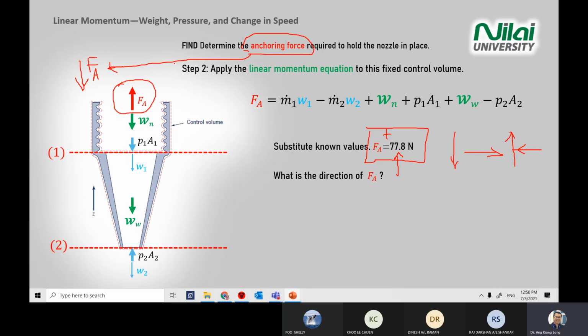Okay, maybe you listen to Shirley explain. Shirley, are you there? Yes, sir. Okay, Shirley, can you explain why the FA, the anchoring force, the arrow, earlier we decided that it is pointing up and not pointing down? Why not pointing down?